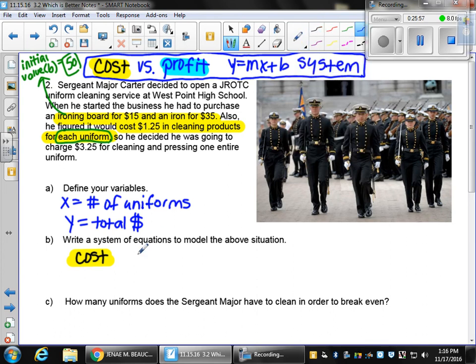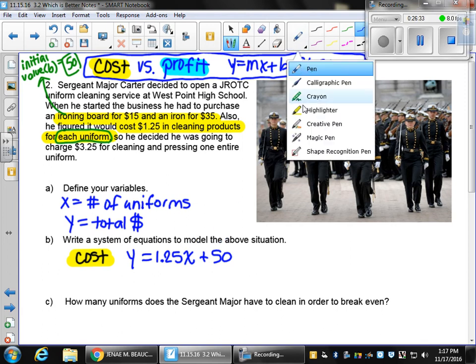The cost equation will be Y equals, what does it cost him per uniform? Per uniform, it's $1.25 per uniform. So $1.25 X plus that $50 he had to spend once. He only needs to buy the ironing board and the iron once. So that's his initial cost, plus the rate for what it cost him for the supplies. So $1.25 per uniform, $50 initial supplies.